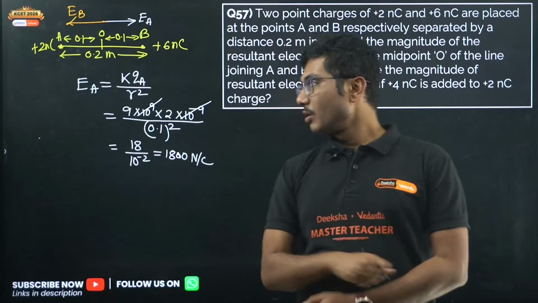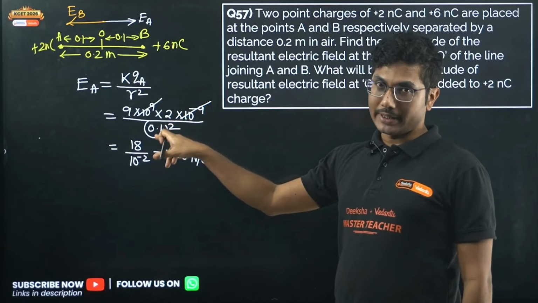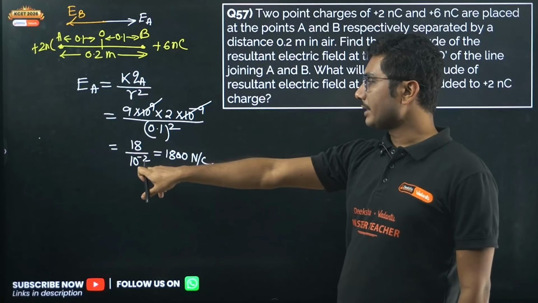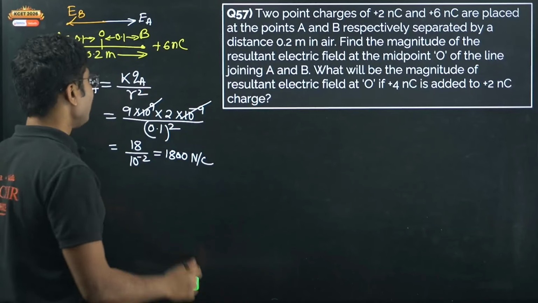It will be 0.1 in division, so it will be 10 to the power of minus 1 whole square, so that is 10 to the power of minus 2 in the division, and that's why it is 1800 Newton per Coulomb. What about EB?